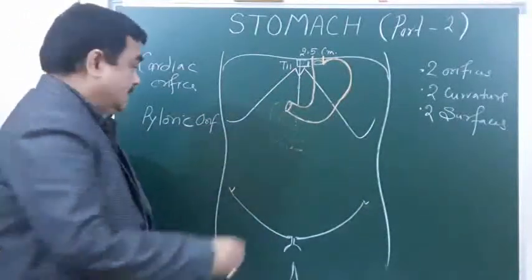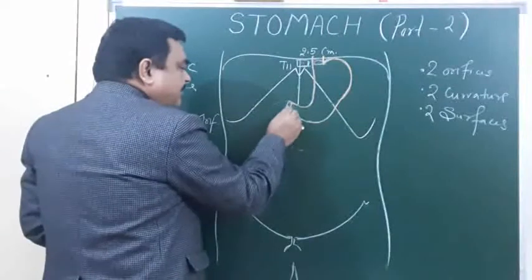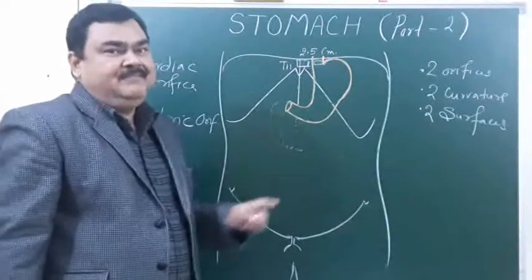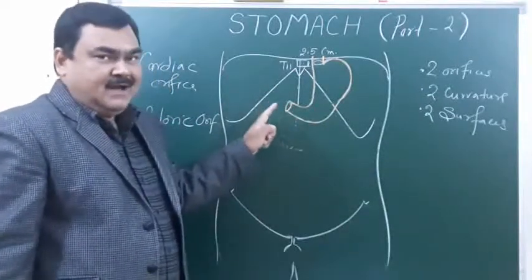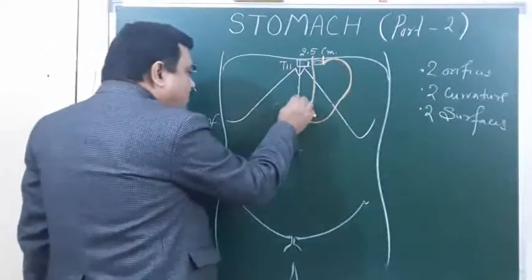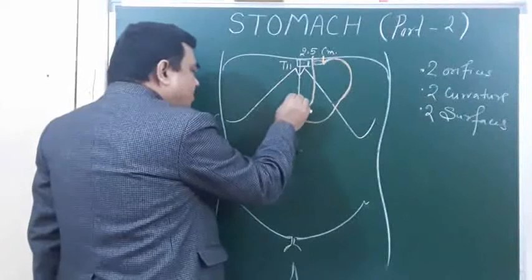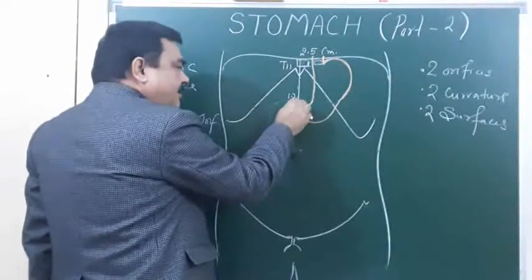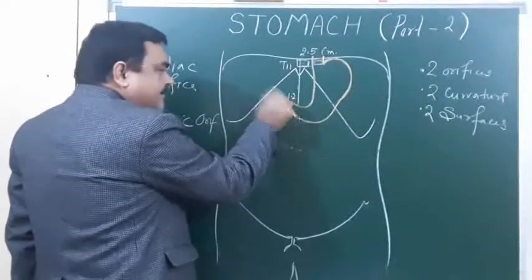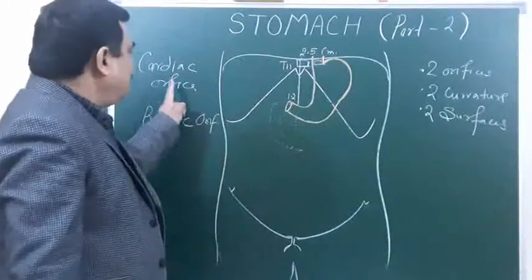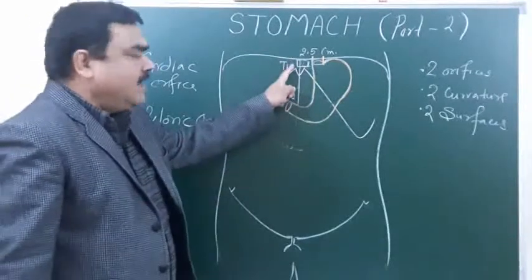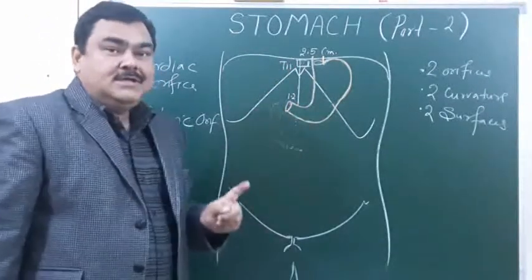This orifice lies at the level of L1 vertebra, at the level of the transpyloric plane. That means at the lower border of L1 vertebra, and about 1.2 centimeter right from the median plane. So these are two orifices, cardiac orifice and pyloric orifice. It lies at the level of T11 and it lies at the level of L1 vertebra.